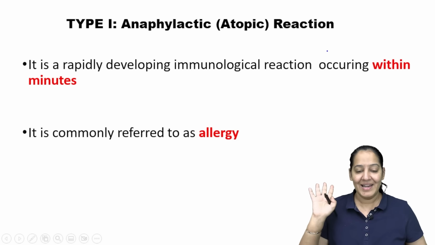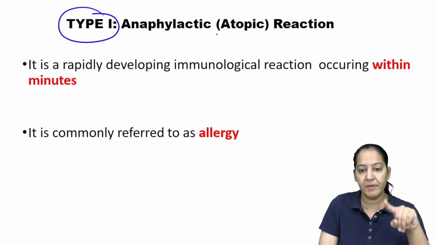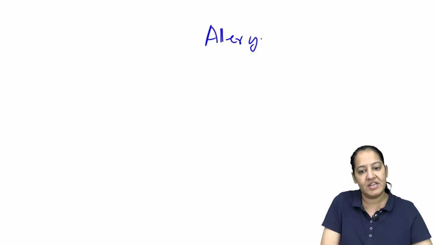So please learn. I am going to teach you the 4 types of hypersensitivity according to the Coombs and Gell classification one by one. Let's start with type 1 hypersensitivity. The name of type 1 is allergy. Type 1 is basically allergy.